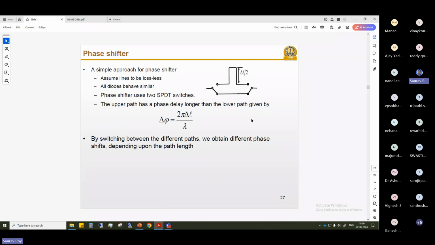Okay. So now how do you design these switches? That is the main problem here. You need two SPDT switches, one at the left hand and another at the right hand. So for just a single phase shifter, you need two SPDT switches, and one SPDT switch needs two diodes. So that is why you need a total of four diodes just to have a single phase shifter. That is what you should remember.